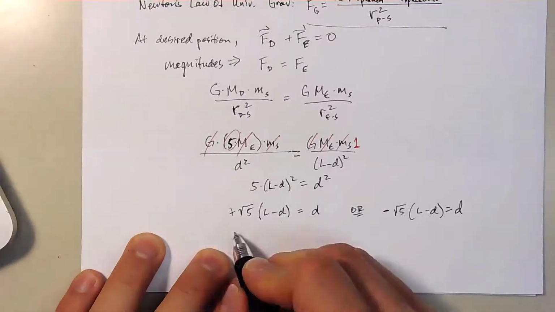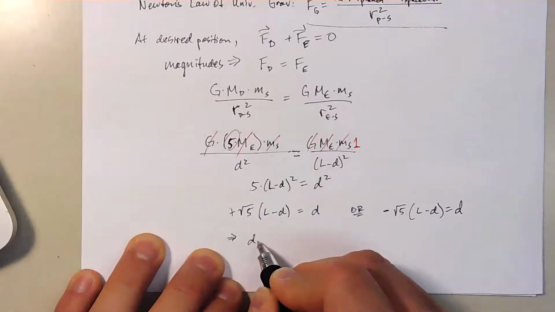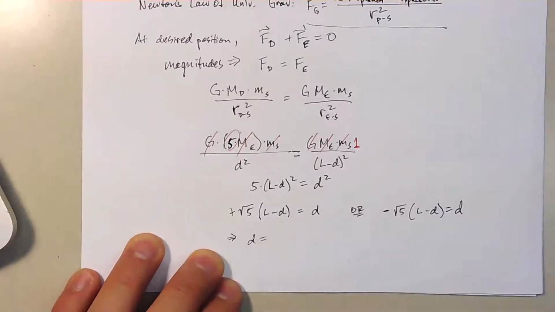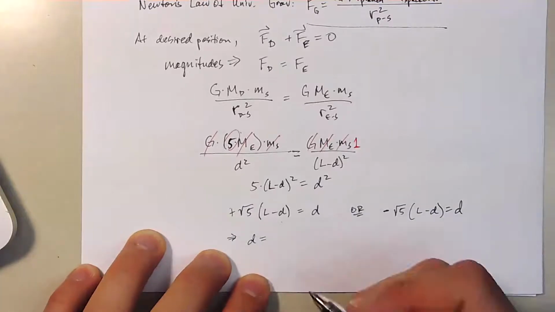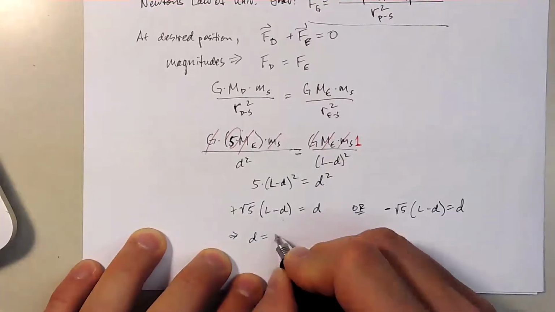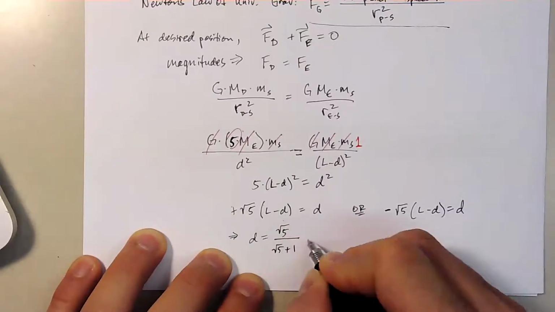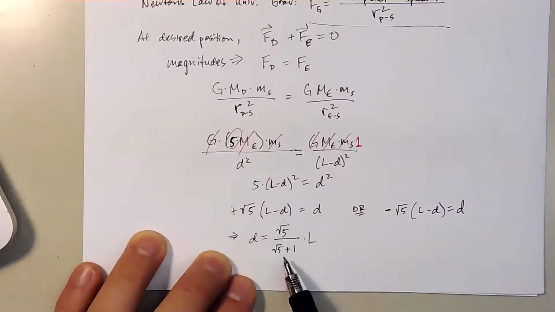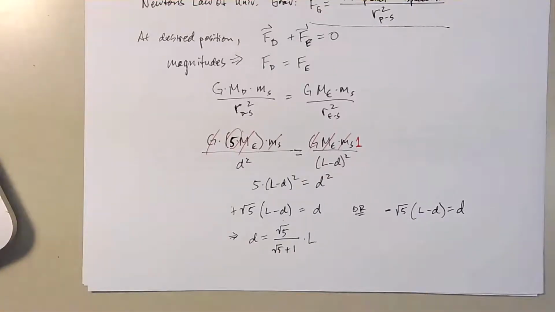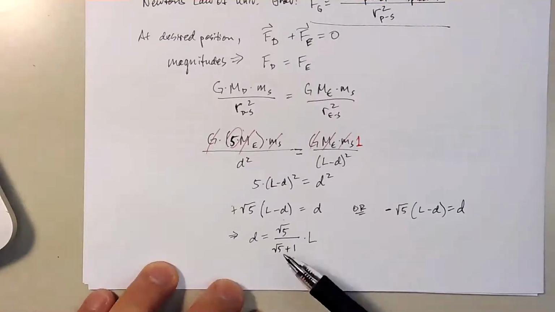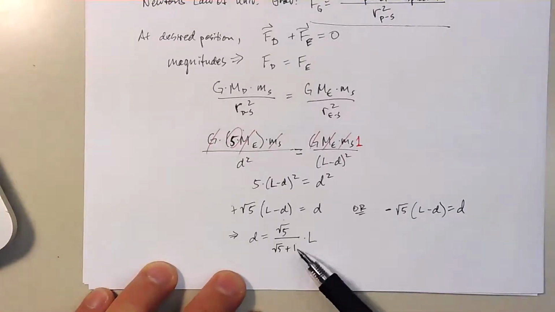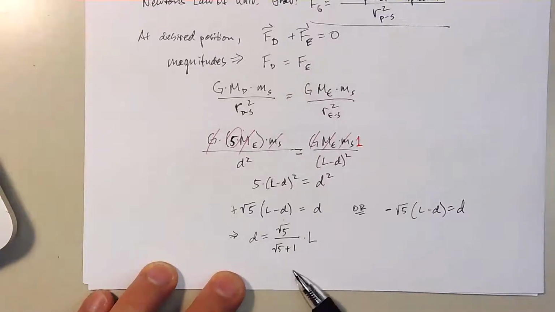If I solve the left-hand equation for little d, I get the value square root of 5 divided by (square root of 5 plus 1) times L. There's more than one way to write this. They all look kind of the same as far as how algebraically simplified they are. So another way to write this is 1 over (1 plus 1 over root 5). But I'll just leave it this way.